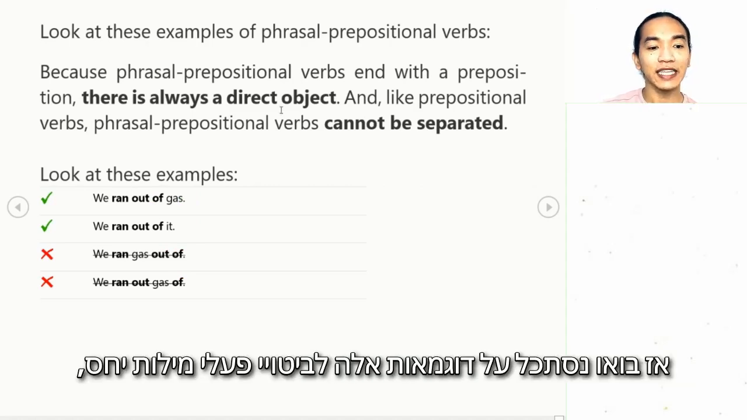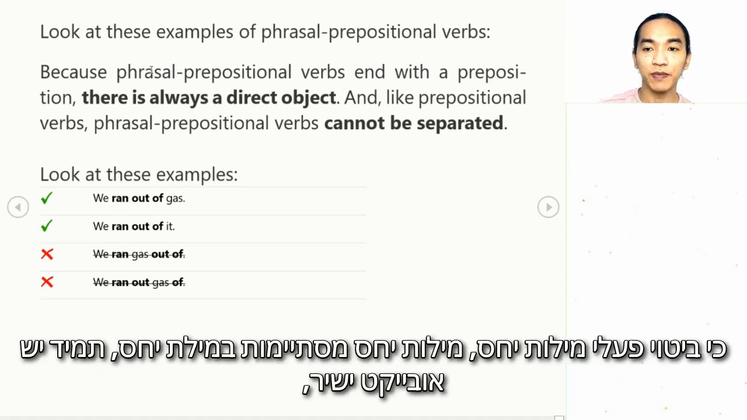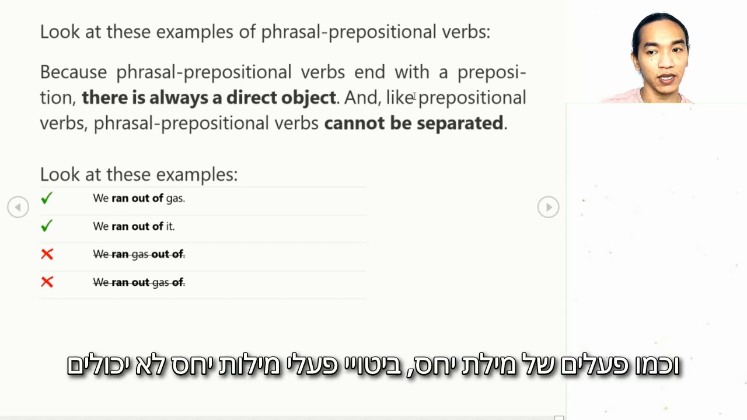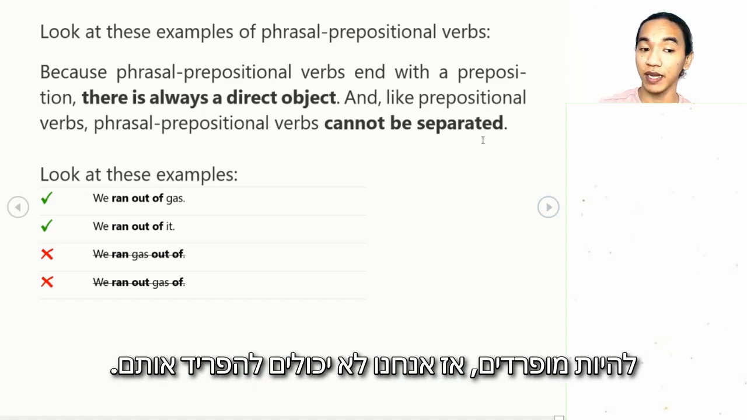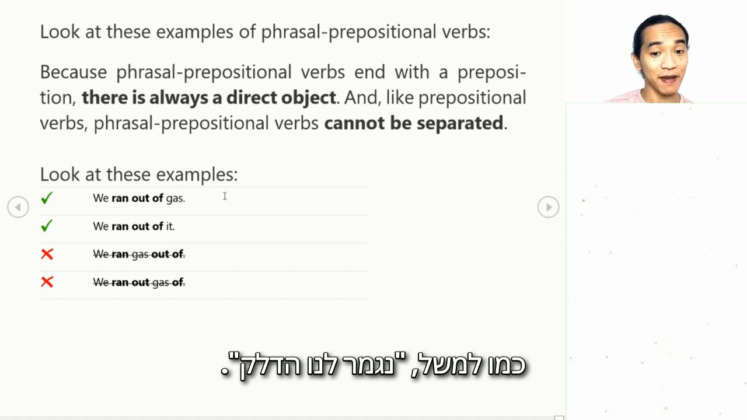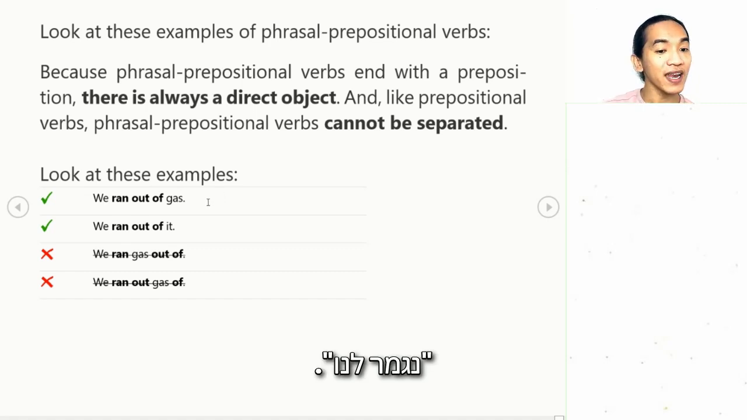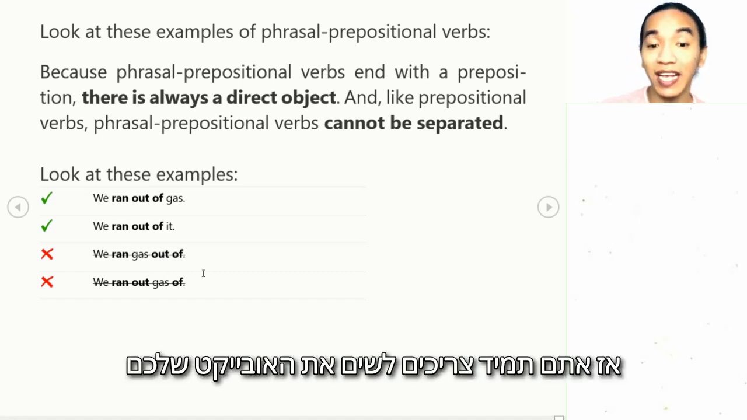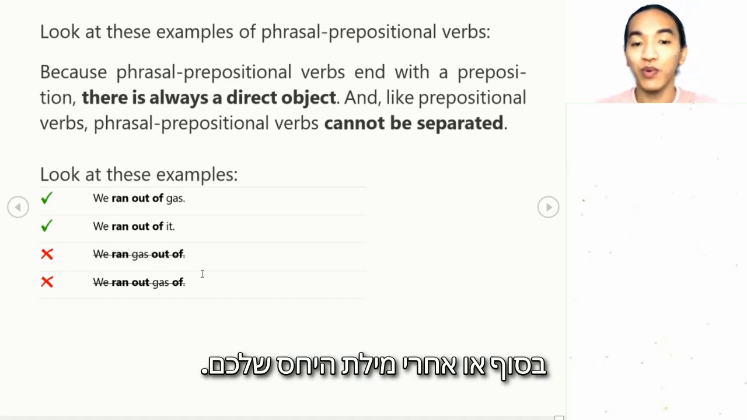Next one. Let's take a look at these examples of phrasal prepositional verbs. Because phrasal prepositional verbs end with a preposition, there is always a direct object. And like prepositional verbs, phrasal prepositional verbs cannot be separated. For example, we ran out of gas, we ran out of it. So we cannot say we ran gas out of or we ran out gas of. You should always put your object at the end, after your preposition.